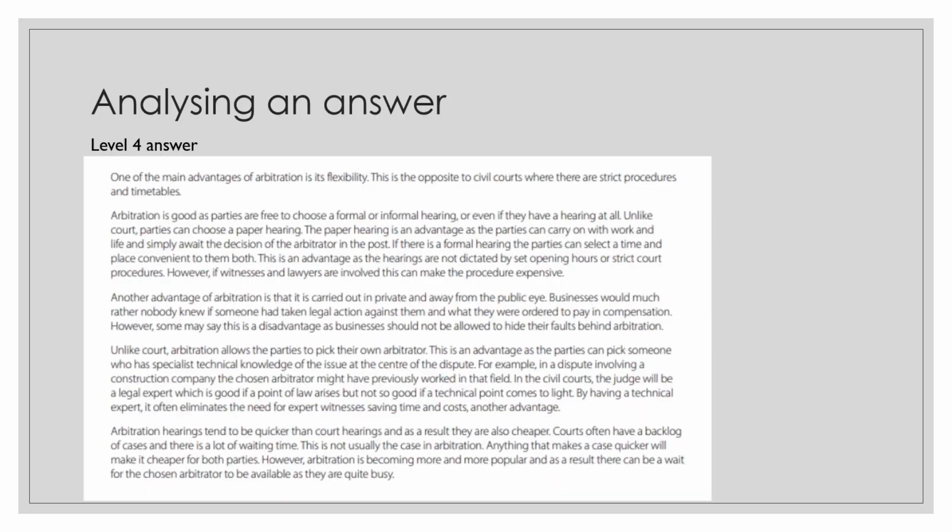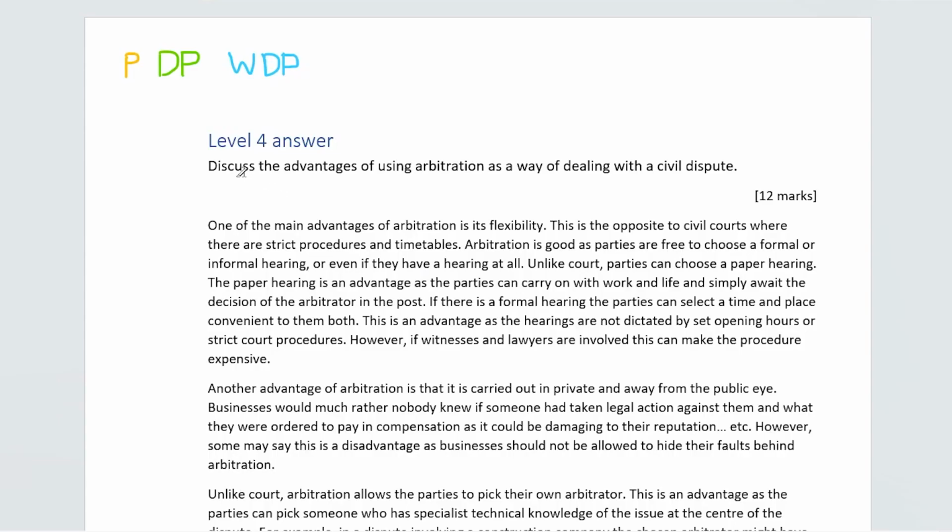So now we're going to be analyzing this answer, which is a level 4 exemplar answer. Discuss the advantages of using arbitration as a way of dealing with a civil dispute. One of the main advantages of arbitration is its flexibility. This is the opposite to civil courts, where there are strict procedures and timetables. So he goes straight to the point. One of the main advantages of arbitration is its flexibility. That's his point. This is the opposite to civil courts, where there are strict procedures and timetables.